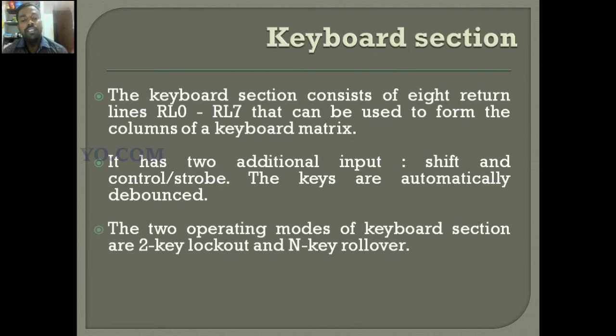It has 2 additional inputs: one is shift and the other is control or strobe. These keys are automatically debounced. The shift and the control are mainly used in our keyboard for special purposes. The 2 operating modes of the keyboard section are 2 key lockout and N key rollover. Okay, these 2 are important 2 mark questions. What is 2 key lockout and what is N key rollover?